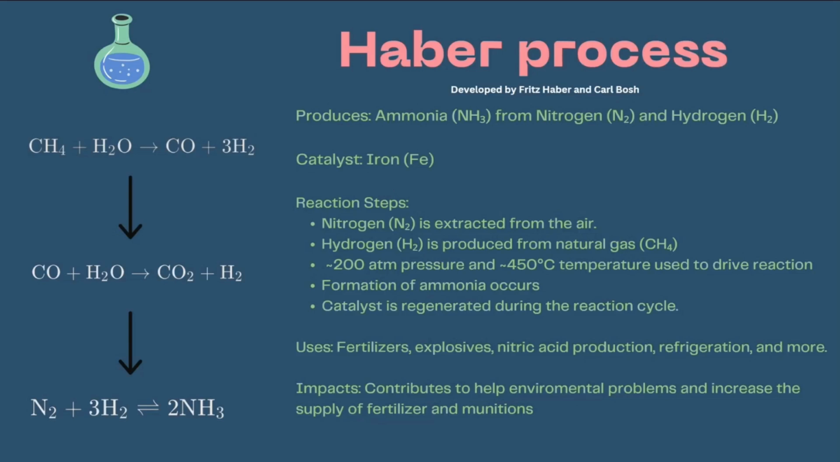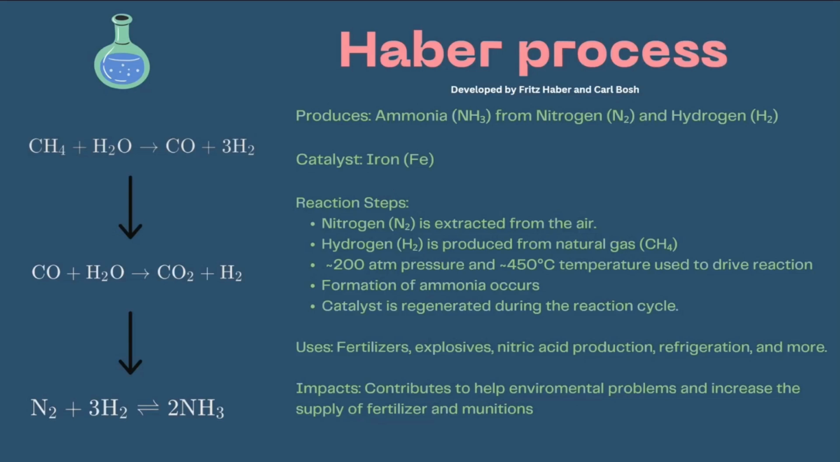Firstly, nitrogen is extracted from the air, which is then mixed with hydrogen, which is produced from natural gas. The reaction is then driven at 200 atmospheres pressure and 400 degrees Celsius. After the reaction occurs, ammonia is produced, then the iron catalyst will regenerate back into its original form.